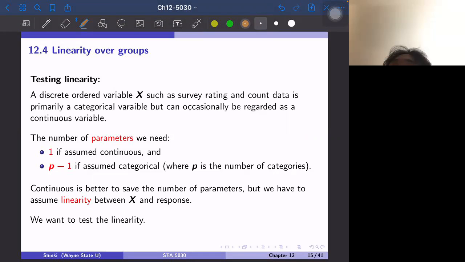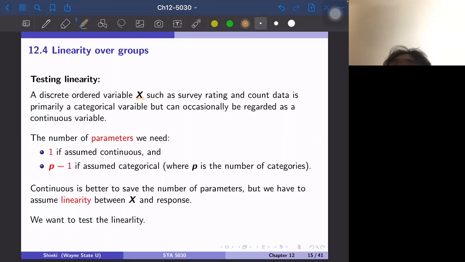Hi, this is section 12.4, linearity over groups. So, testing linearity. Think about the case of a discrete ordered variable x, such as a survey rating, and maybe count data. That is primarily a categorical variable, but it's ordered. So occasionally it can be regarded as a continuous variable for regression purposes.